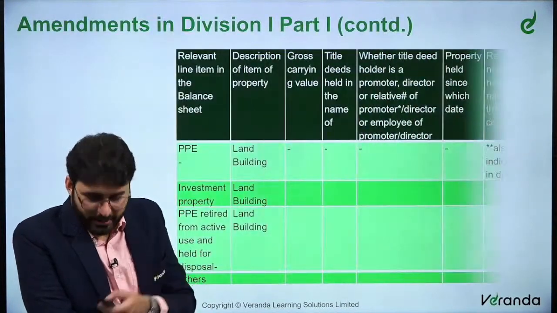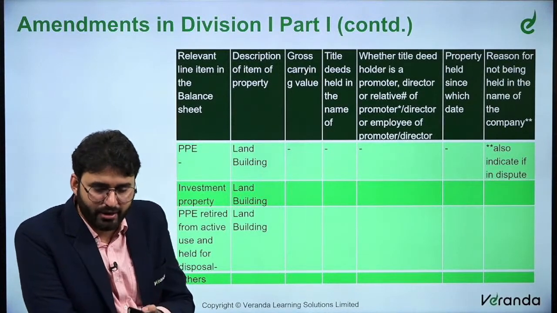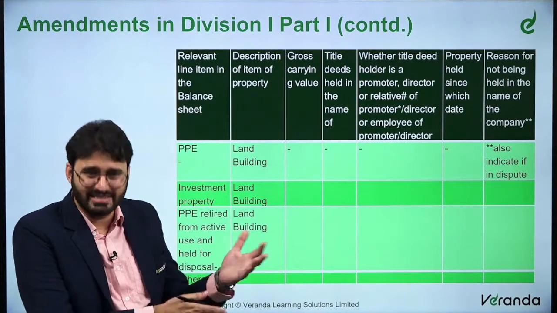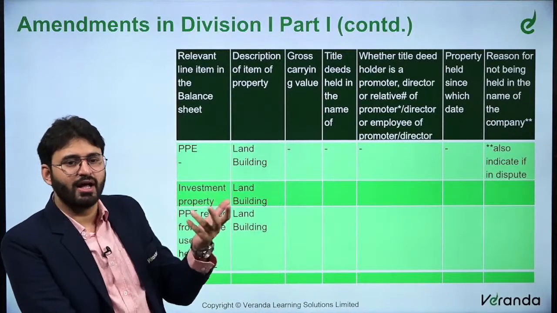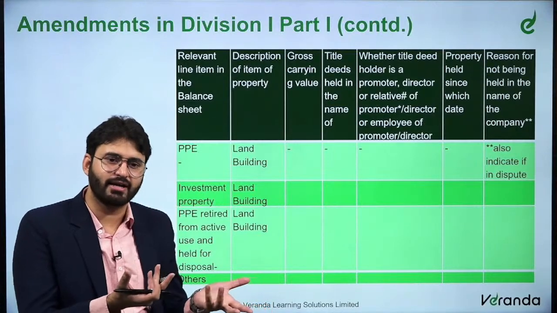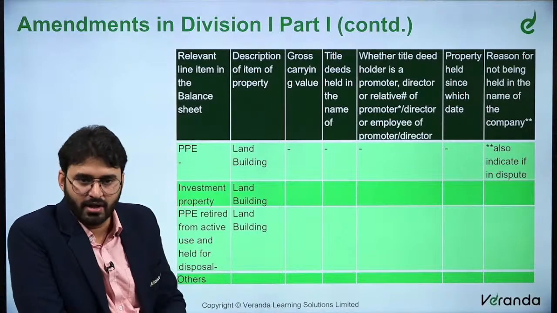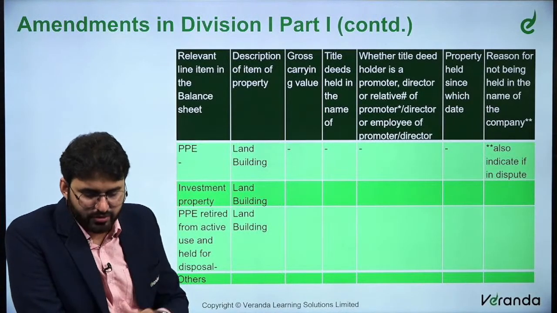Now, what is the format? Relevant line item in the balance sheet. So, it will be property, plant and equipment, land, or it could be an investment property also. Investment property is not used for the business, it is held just for investment. The company has a land and building given for rental. The company is not in the business of rental or real estate. It is just there and used for getting some rental income. So, it is an investment property. Okay, PPE retired from active use, and others.